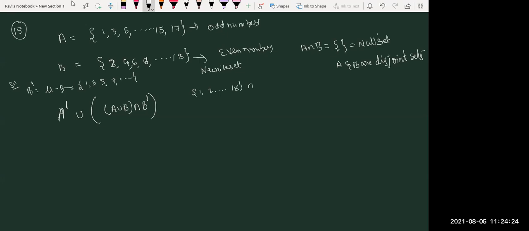Now, 1 to 18 intersection 1, 3, 5, and so on, the odd numbers. What will you get? What's the intersection here now? Null set, sir. No. Odd numbers, sir. But others did not understand, I guess, what question I am asking. Do you understand what question I asked? No, sir. Shall I explain again? Yes, sir. Let me explain again, because here the numbers are given, right? I will explain again.